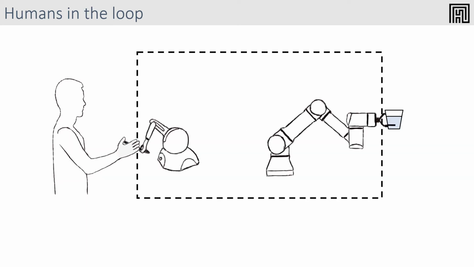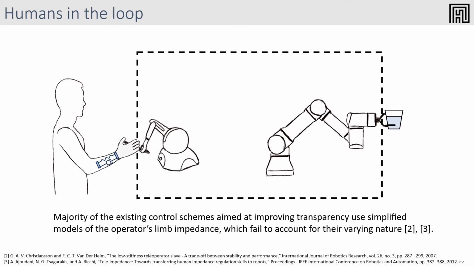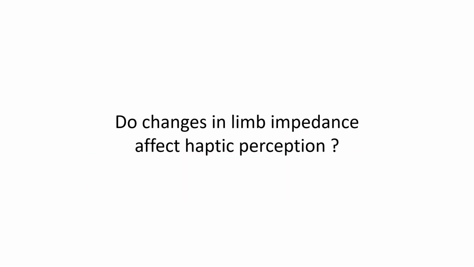However, when we introduce a teleoperator in the system, the master-slave dynamics of the teleoperator create a dynamic coupling that's inherently different, and the majority of the existing control schemes do not adequately account for this variability. We aim to study if the changes in limb impedance can affect our haptic perception.